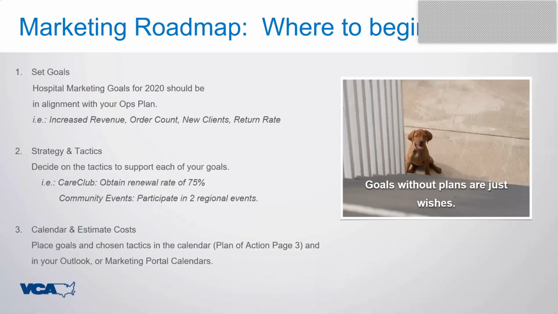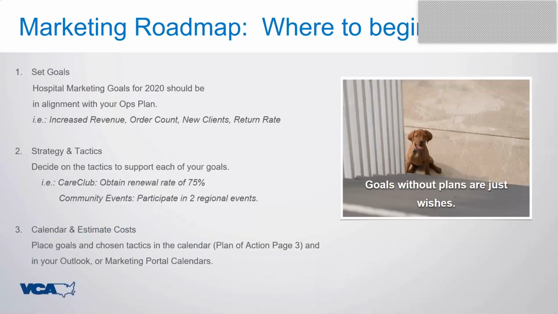Where are we going to begin? First things first, we're going to set our goals. So if you have your goals already created from your ops plan, if you've gone ahead and done your ops or started on your ops plan already, that's fantastic. You're going to take those goals and move them into the marketing plan, and we're going to work off of that. Some examples of goals are going to be increased revenue, increased order count, increase your new clients, and increase your new client return rate. Those are just some examples.